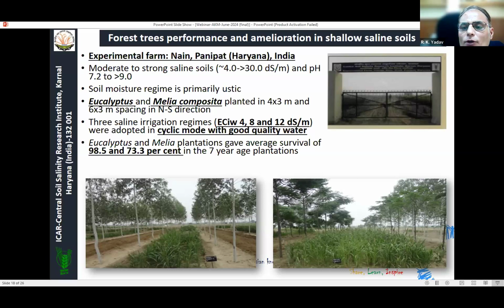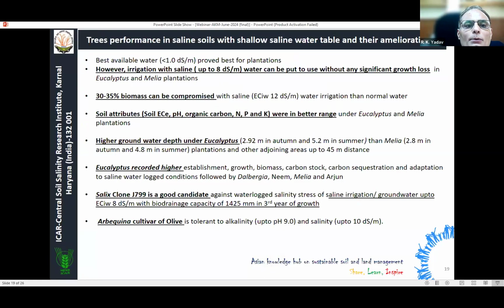We found that after 7 years, we had good survival of both species in such areas. Good quality water had the edge when we compared with the rest of the salinity irrigations. But when we use saline irrigation water up to 8 decisiemens per meter, we have a significant gain while comparing with good quality water.